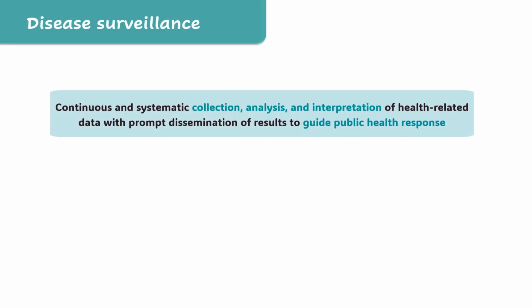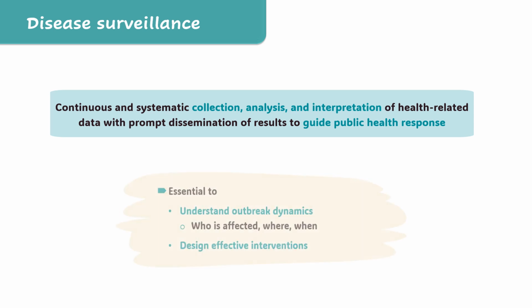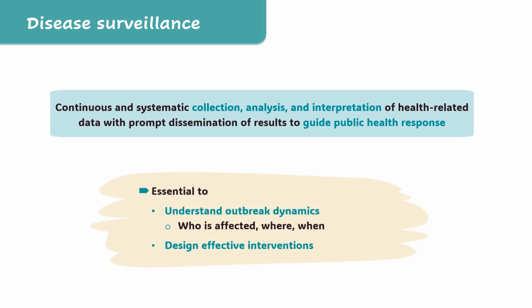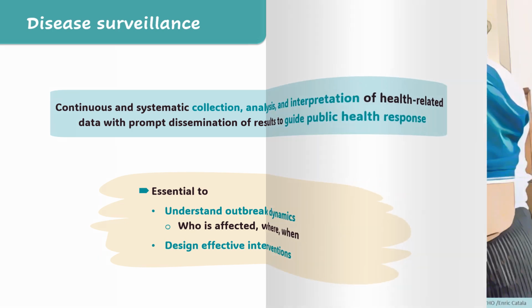Disease surveillance is the continuous and systematic collection, analysis, and interpretation of health-related data with prompt dissemination of results to guide public health response. Surveillance is essential to understand the dynamics of disease outbreaks by describing who is affected, where, and when. This understanding is critical to design effective interventions to control and prevent disease outbreaks.